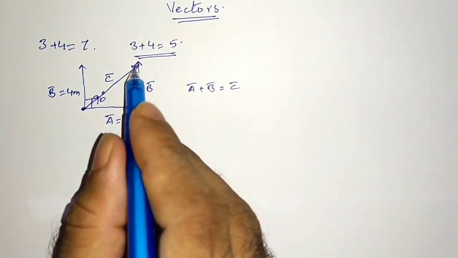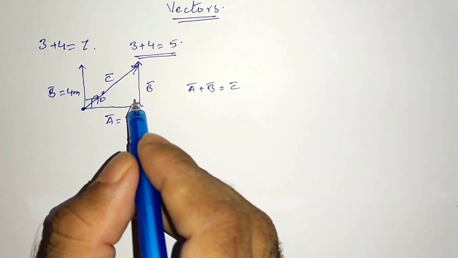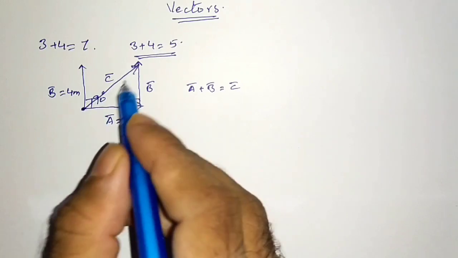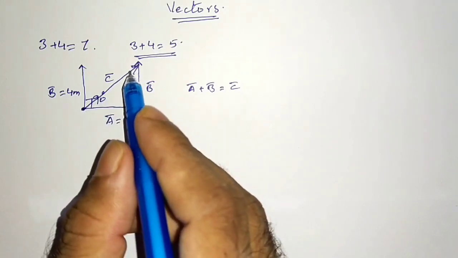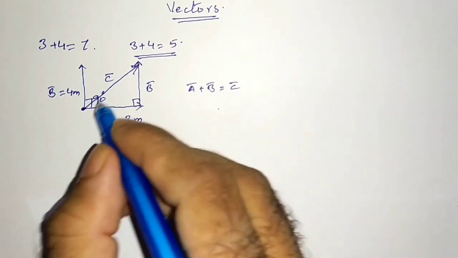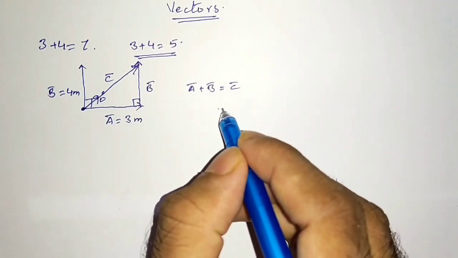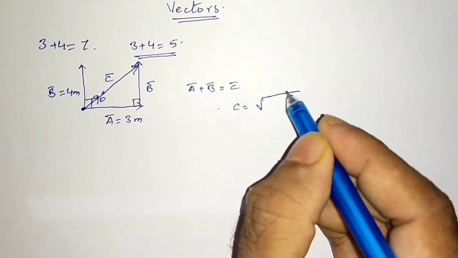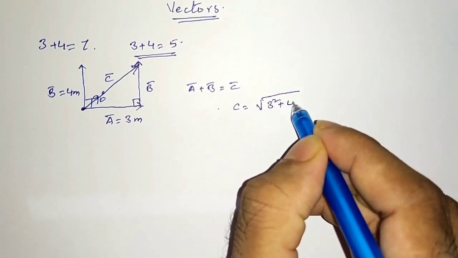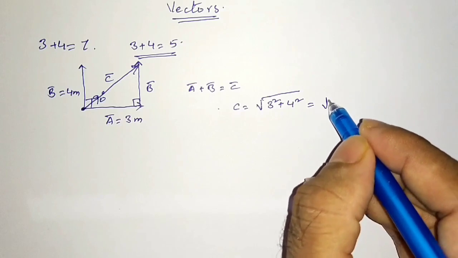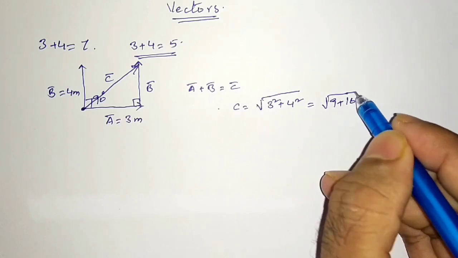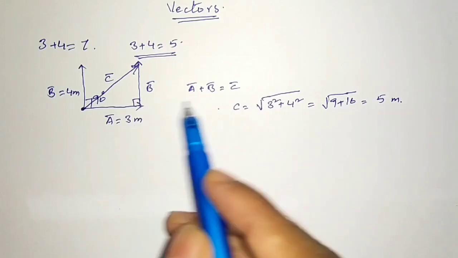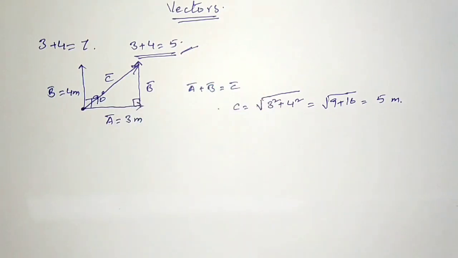Right, now you observe carefully, it looks like a right angle triangle. Yes or no? This is a right angle. So in a right angle triangle, we know how to calculate the length of the hypotenuse. The length of the hypotenuse is C. The magnitude of vector C is equal to, how do you get, root over 3 square plus 4 square. How much is this? Root over 9 plus 16, that is 5 meters. So here 3 plus 4 is equal to how much? 5. Did I prove or not?